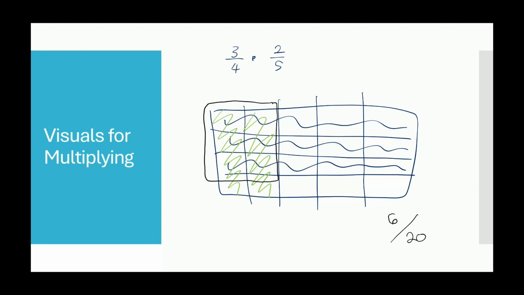So if your brain likes pictures better, you can always draw out multiplying by fractions. And sometimes it'll help you see those pieces. Remember, we cut into 5 pieces, and then we shaded in 2 of those sections. And then the double shaded was our answer.